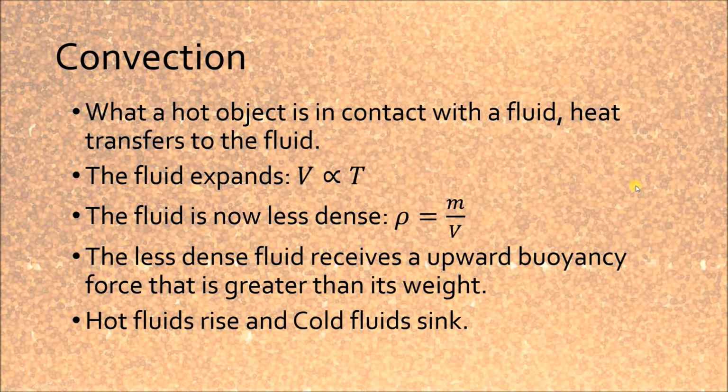All right, let's talk about convection. When a hot object is in contact with a fluid, it heats up the fluid, and when the fluid heats up, its temperature gets higher. When its temperature gets higher, remember PV equals nRT, the volume is proportional to the temperature. So as the temperature goes up, as heat flows into the fluid, the volume of the fluid goes up. Now, the fluid is less dense than it was before because it has the same mass, but the volume has gone up, so its density has gone down.